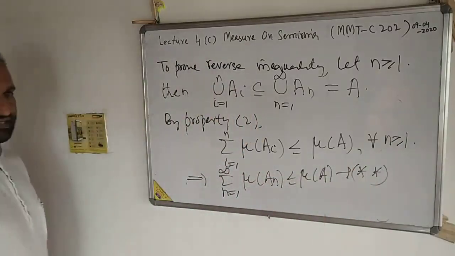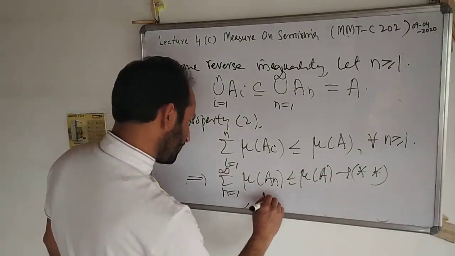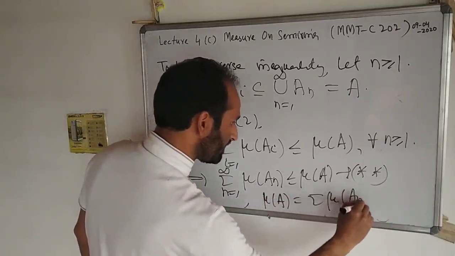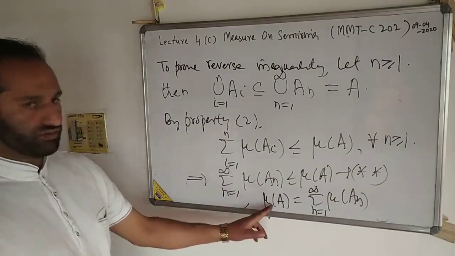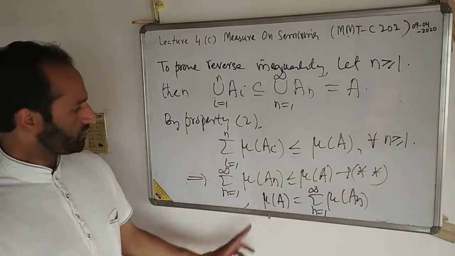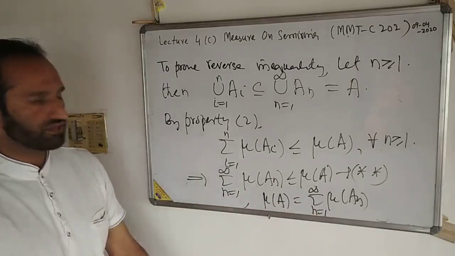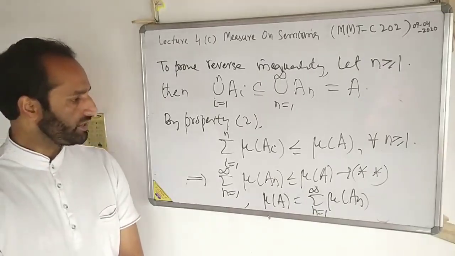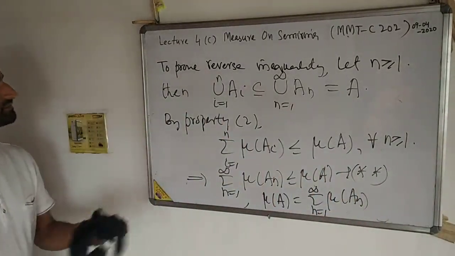By combining star and double star, we get mu of A is equal to the summation mu of An, n runs from 1 to infinity. This A is the union of An. So mu of the union of An is equal to the summation n runs from 1 to infinity mu of An. So therefore mu is sigma additive. So hence mu is a measure. That proves this theorem completely.